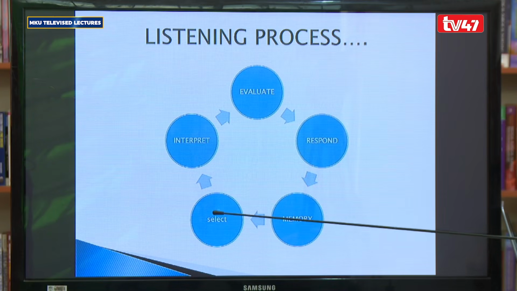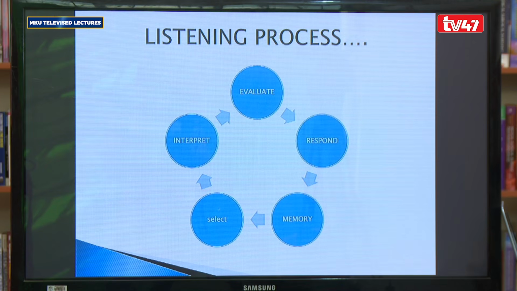So we begin with the first step that I'm calling select. What do we mean by select? Here you choose what you want to concentrate on, what you want to pay attention to from the various oral stimuli. We give an example.